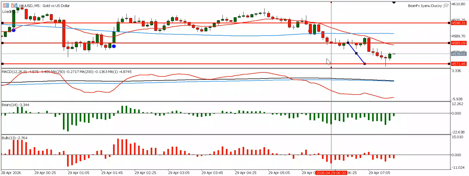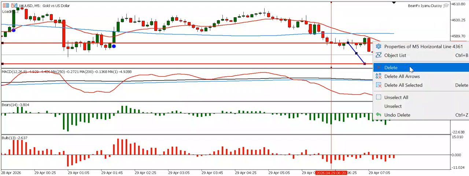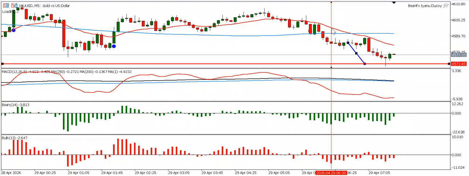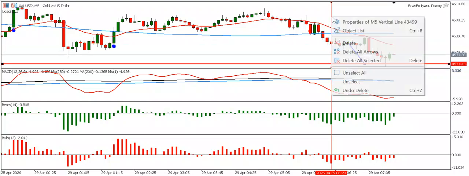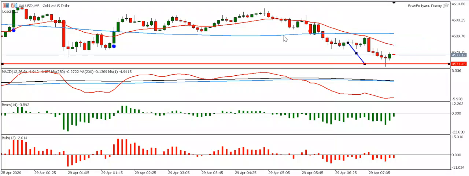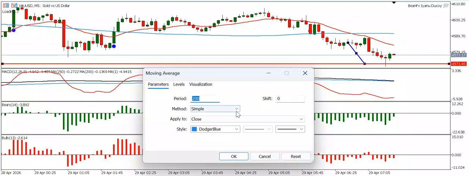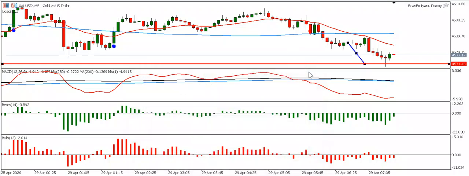So this strategy involves setting up the 21 EMA. This red line is the 21 EMA. And then the 200 SMA is your perspective.